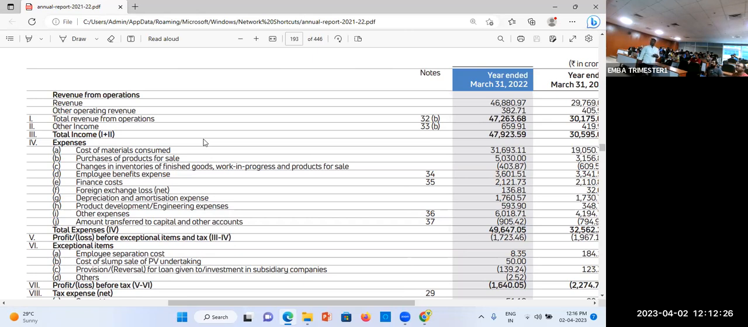Next. Point number B under expense. Write it like a statement, okay? Point number B. What is that? Purchase of merchandise or purchase of goods or purchase of stock in trade. You can write like this: purchase of stock in trade. That makes sense.